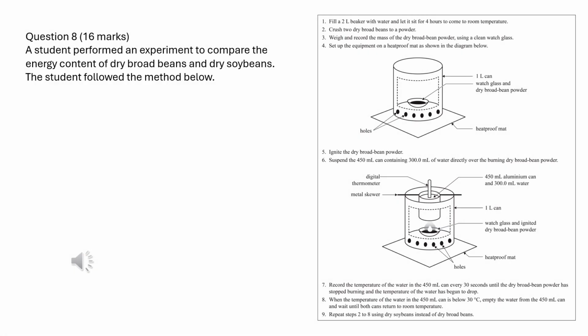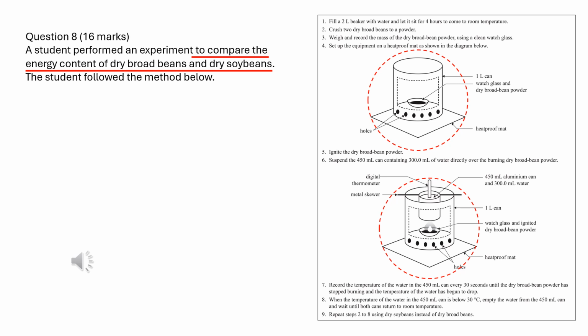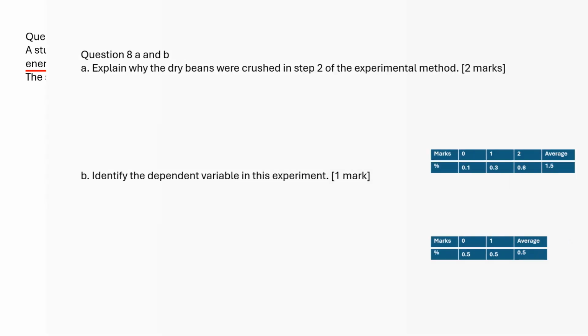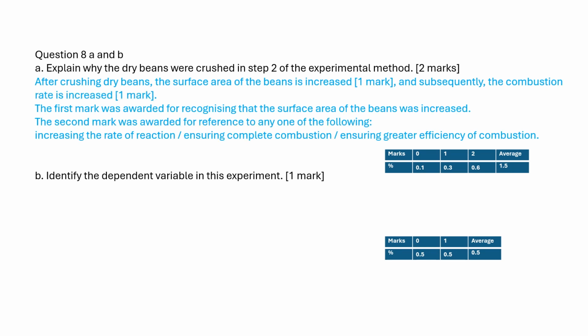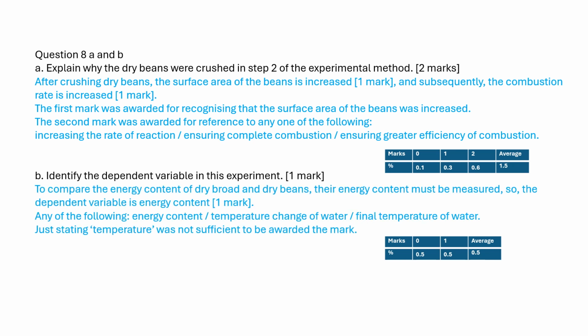This experiment is to compare the energy content of dry broad beans and dry soybeans. Calorimeters are used to measure the energy of dry broad beans and dry soybeans. After crushing dry beans, the surface area of the beans is increased, and subsequently, the combustion rate is increased. To compare the energy content of dry broad beans and dry soybeans, their energy content must be measured, so the dependent variable is energy content.